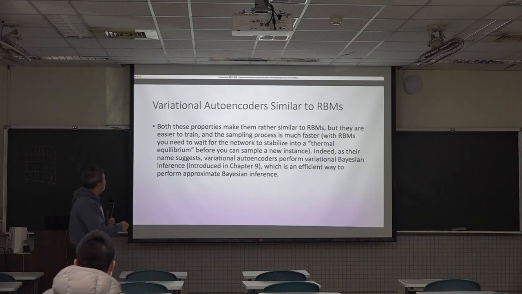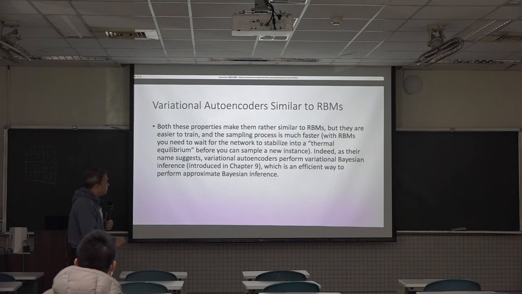So these two properties make the variational autoencoder very similar to the RBM, the restricted Boltzmann machine, but it's much easier to train. Because we didn't talk about the restricted Boltzmann machine, you probably don't need to worry about that. But you need to understand the variational autoencoder.